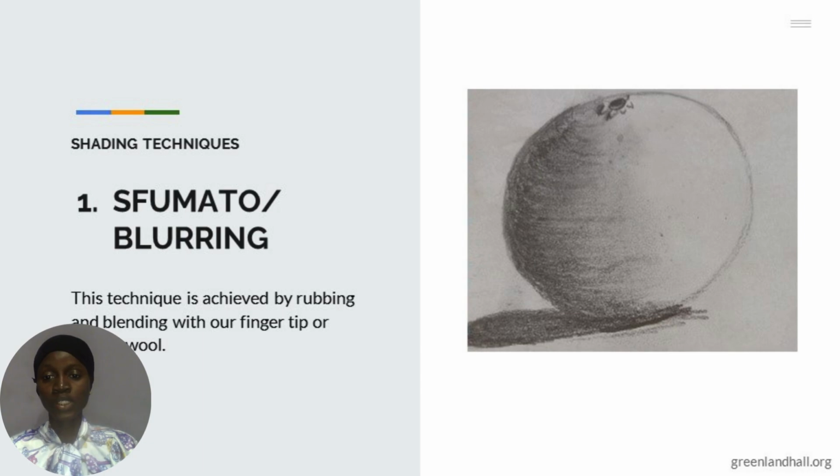The process of us using our fingertips or cotton wool or cotton swabs to rub what we've shaded after using our pencil or charcoal. We then use our fingertip or our cotton wool to rub it to give it a kind of smooth effect. It's known as sfumato or rubbing or blurring in some cases.